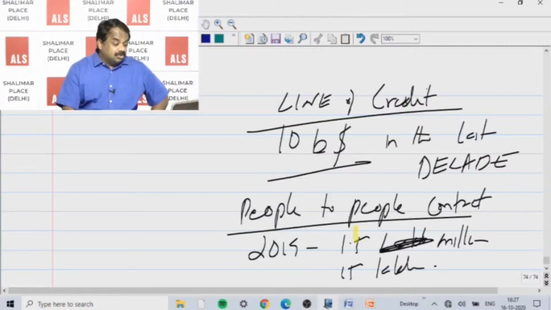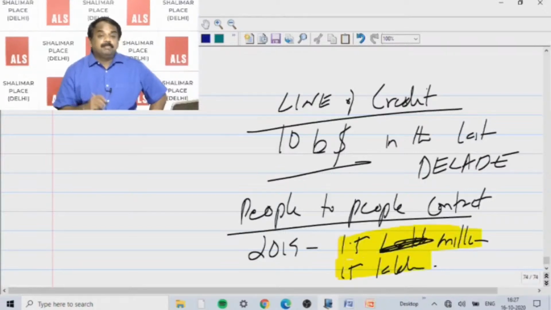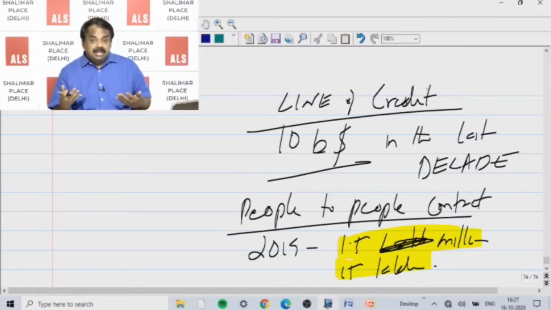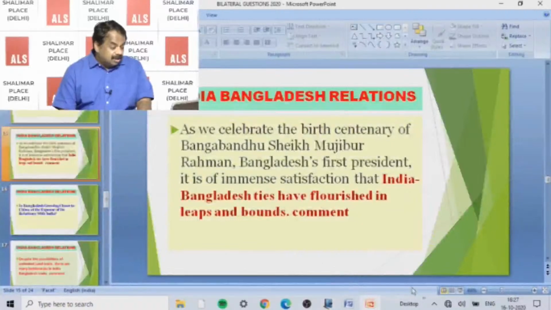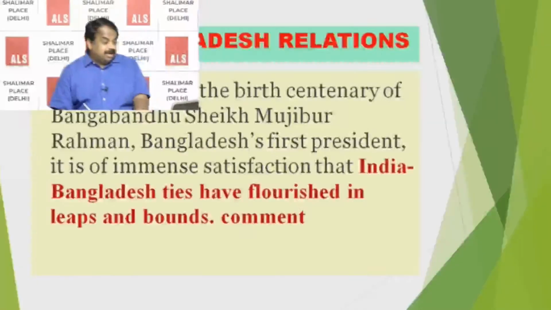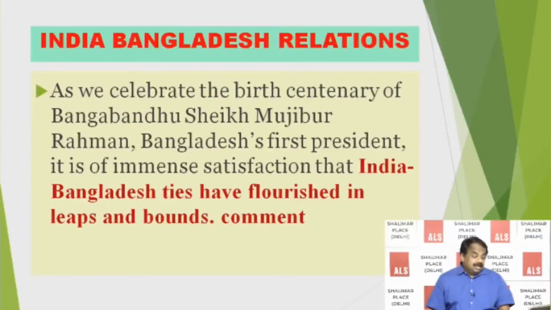That clearly shows the increased people-to-people contact and the increased faith in each other, and this is something extraordinary. So that is what I am saying. As we celebrate, it is immense satisfaction that India-Bangladesh ties have flourished. Definitely, it has improved in all aspects, whether it is people-to-people contact, connectivity, or trade.